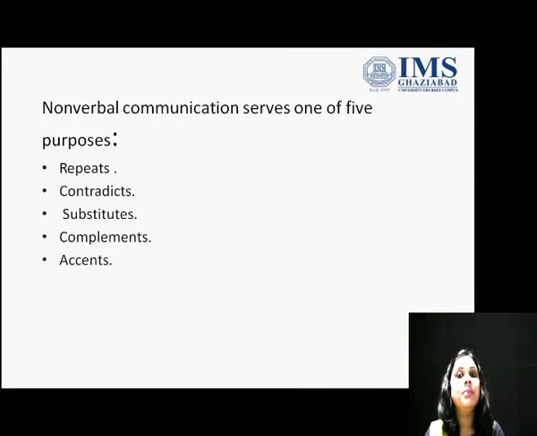Now, non-verbal communication serves one of five purposes: repeats. For example, I'm giving a direction to somebody with the help of verbal cues, move into the right direction. And with the help of my hand, I'm indicating that move into the right direction. It means I'm repeating the verbal communication with the help of non-verbal communication.